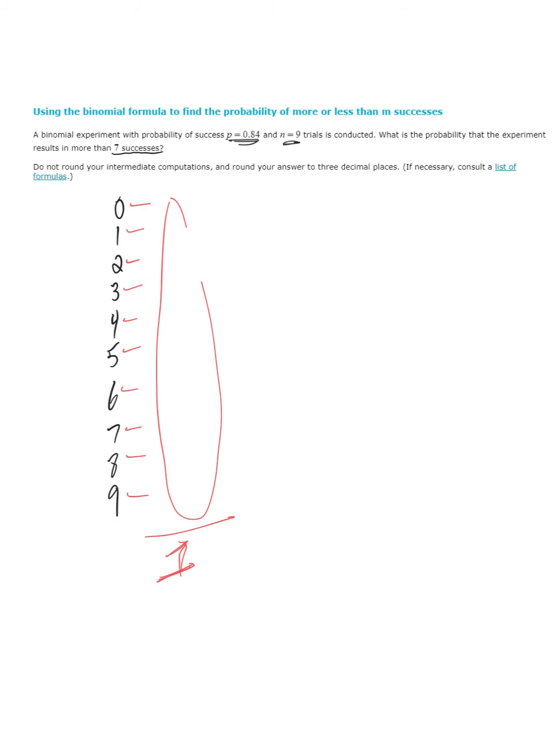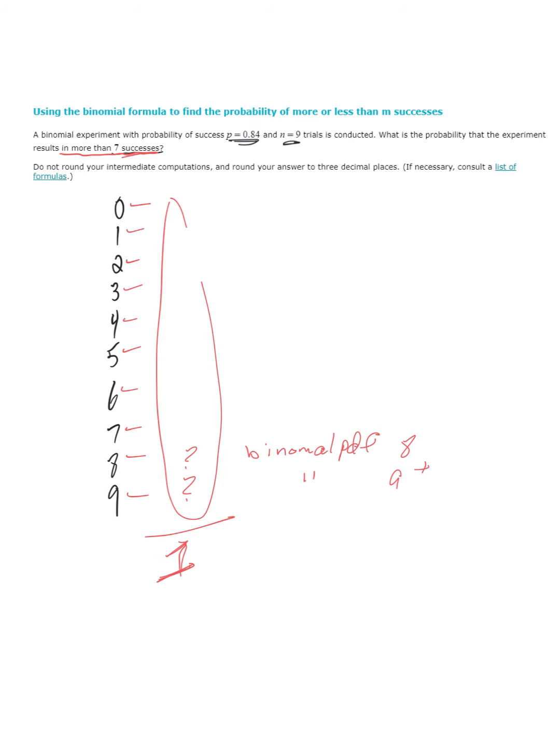But what I'm looking for is more than 7 successes. So really more than 7 would be, I want to know what the probability of 8 and 9, those two added together, are. Okay? So I could do those a couple of different ways. I could go to my calculator and do binomial PDF for 8 and 9. Do it for 8 and then do it again for 9, and then just add those together. That'd be one way to do it.